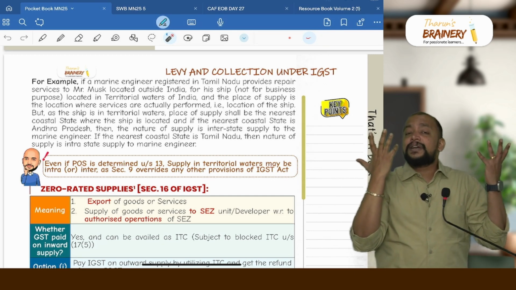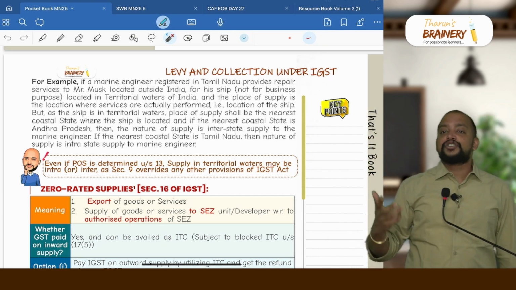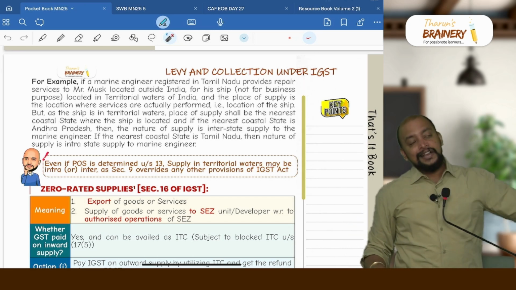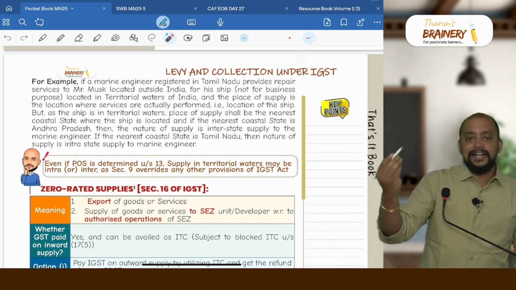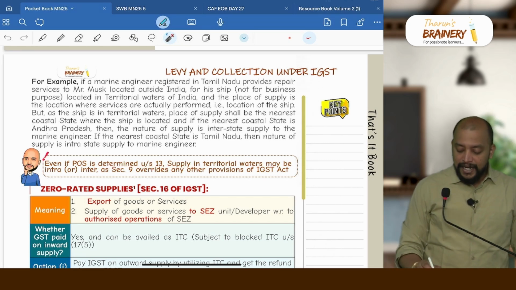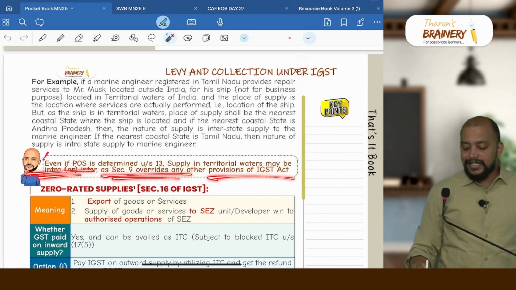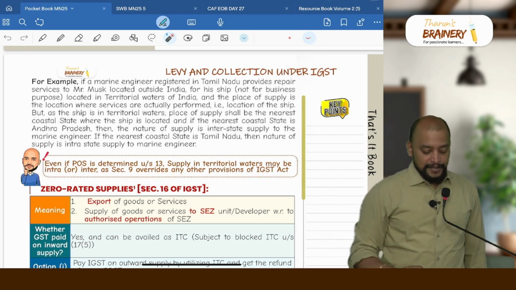But sir, we are determining place of supply under section 13. When we determine the place of supply under section 13, it should be deemed interstate, na? Correct. But here section 9 will override that point. So even if place of supply is determined under section 13, supply in territorial waters may be intra or inter, as section 9 overrides any other provisions of IGST Act.